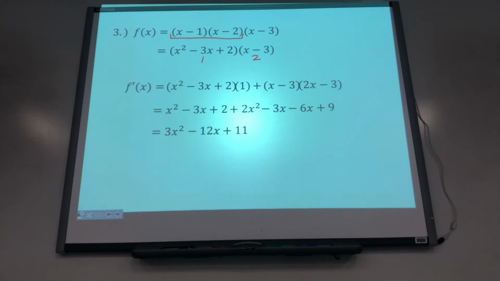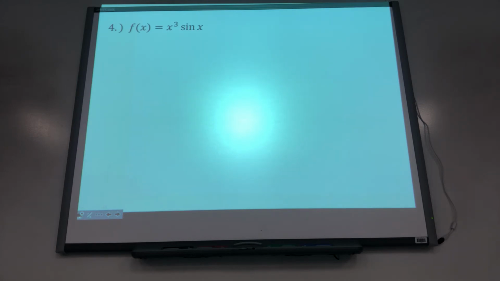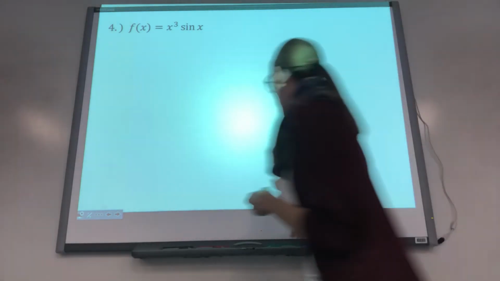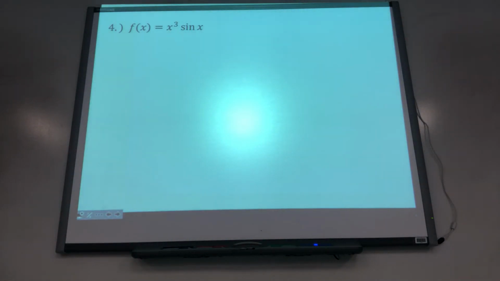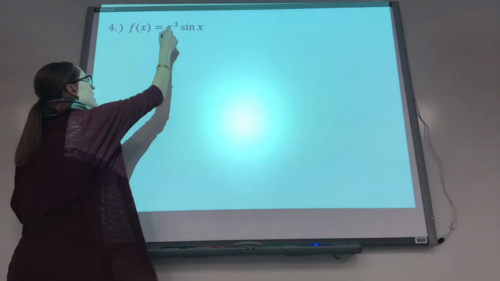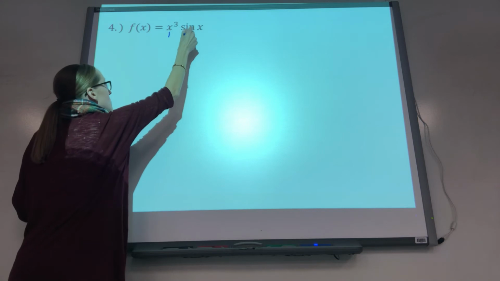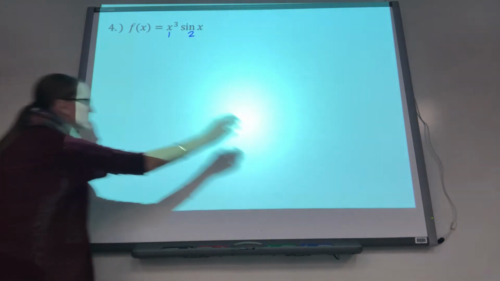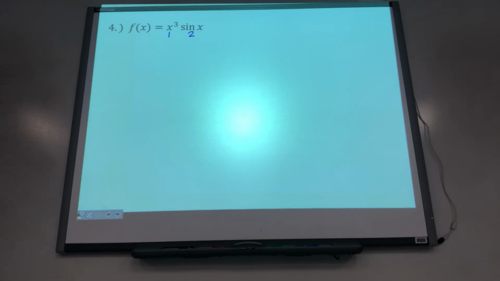All right, well, last one here, example 4. Wouldn't be a good day without a trig function. So f of x this time is just x cubed sine of x. Something with x times something with x. So the 1 is the x cubed, and the 2 is the sine of x. That's how we're going to work on this. Okay, I don't have to rewrite anything. I should be good to just start.